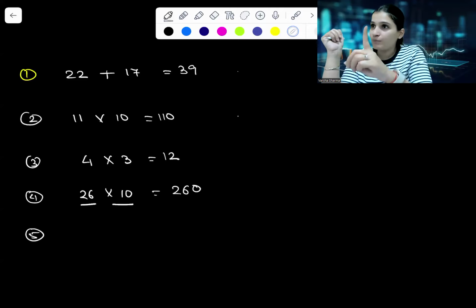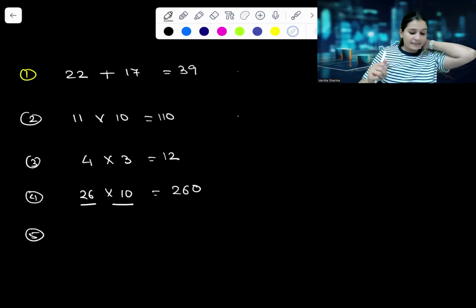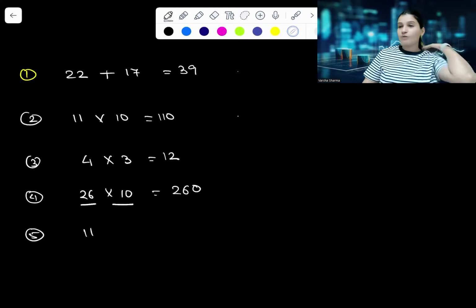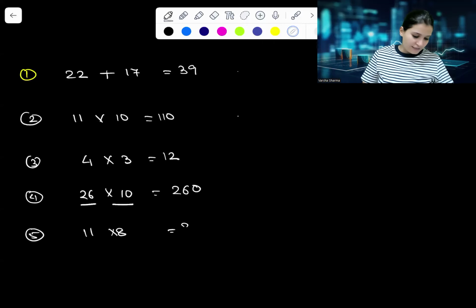So I have to select one boy and one girl. Both of them have to be selected. So one girl can be selected in 11 ways. One boy can be selected in 8 ways. Both of them need to be selected, 88 ways.